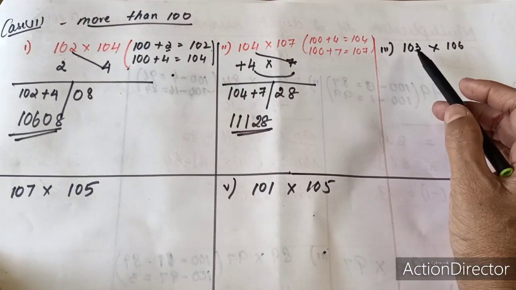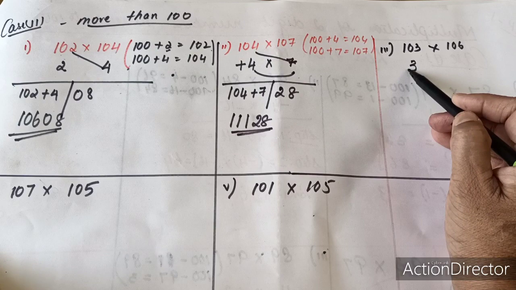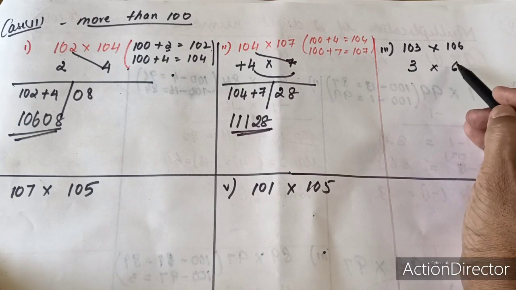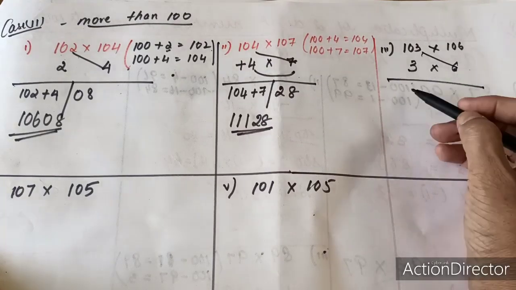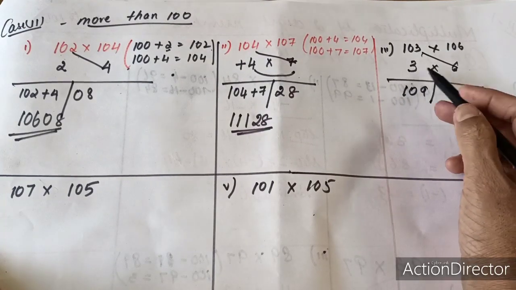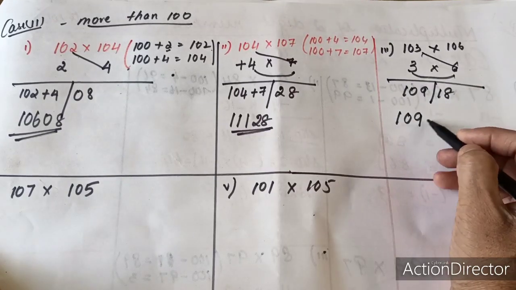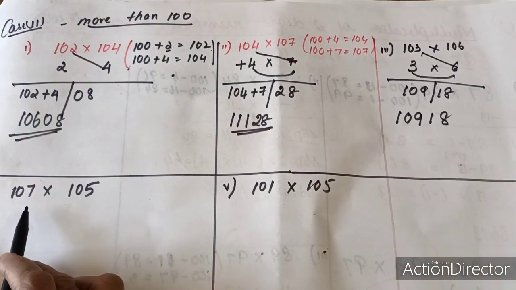So let me write it directly now. 100 plus 3 is 103, so I will write 3 over here. And here 100 plus 6 is 106, so I will write 6. Now let me do the calculation directly. 103 plus 6 is 109. In the second step, 6 3s are 18. So my answer is 10918.